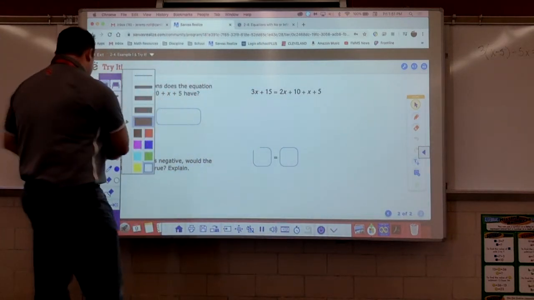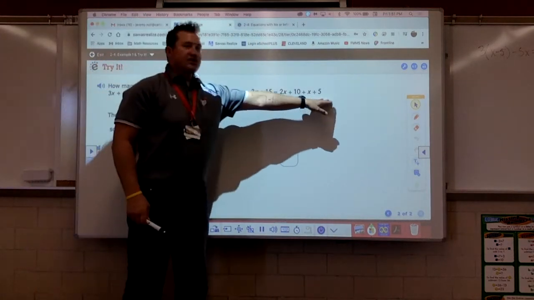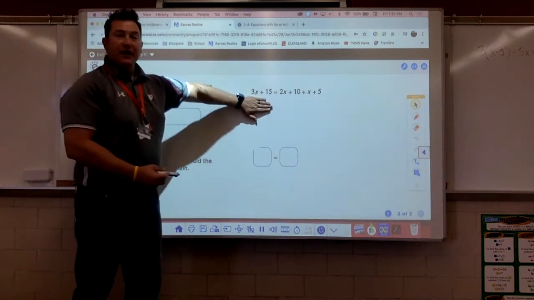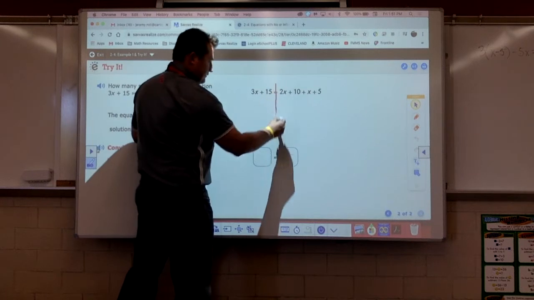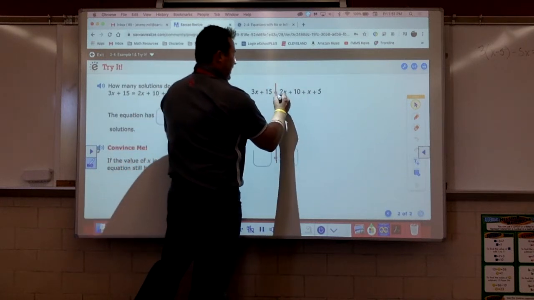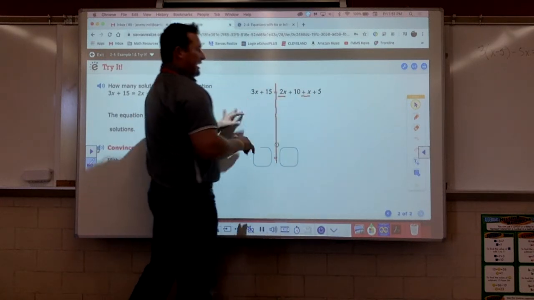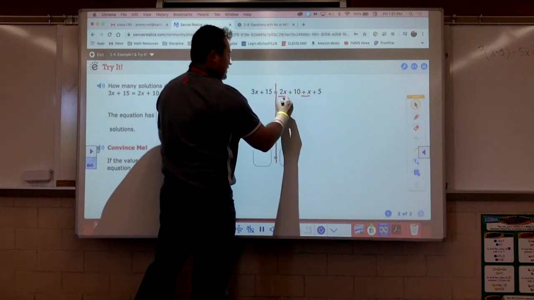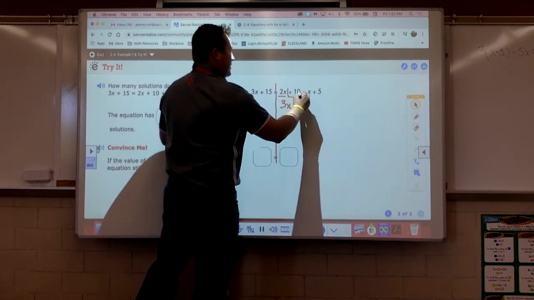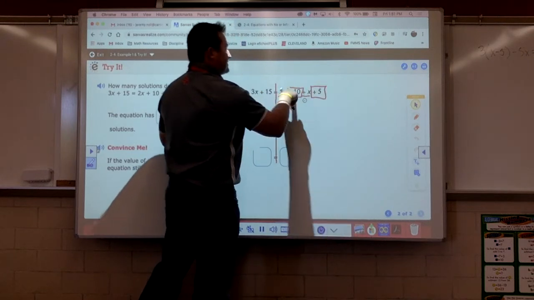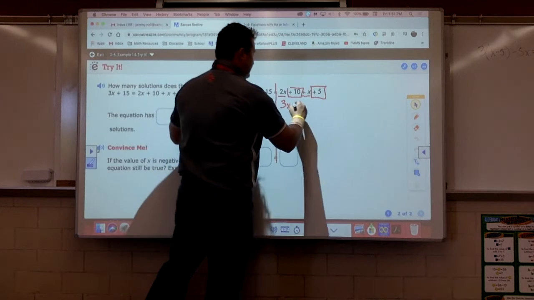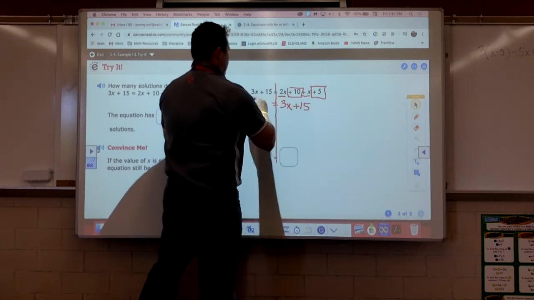All right, here we go. So we're going to solve this equation right here. Combine like terms. Nothing to combine here on the left. I have an x here, an x here. I need to combine those. 2x plus x is 3x. We're going to combine our numbers. Positive 10 plus 5, that's right, positive 15.